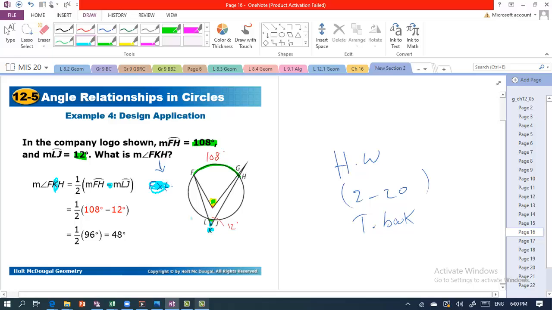So measure angle K is equal to the difference, because exterior, half of the FH big one minus LJ the small one, which is half of 108 minus 12, which is half of 96, which is equal to 48 degrees, the measure of the angle K. As you can see here, it depends on the measures of the intercepted arcs. And I wrote here EXT as external angle or exterior angle.